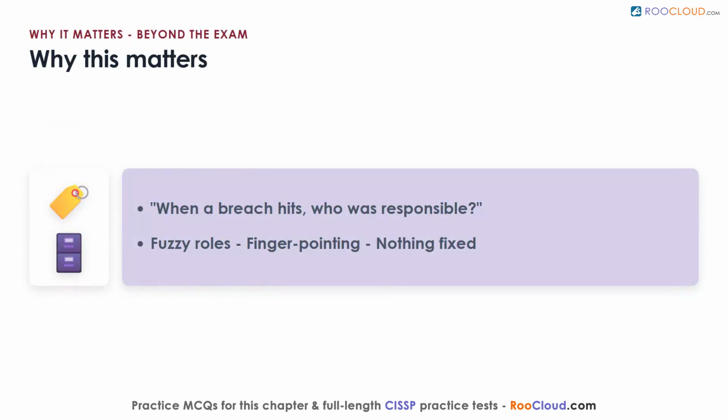Why does this matter beyond the exam? Because when a breach hits, the first question is always, who was responsible? If roles are fuzzy, everyone points at everyone else and nothing gets fixed. Picture a retailer where a leak exposes customer records, and no one can say who was supposed to guard them. Clear roles turn that chaos into a clear chain of accountability. Every piece of data should have a name attached to its protection.